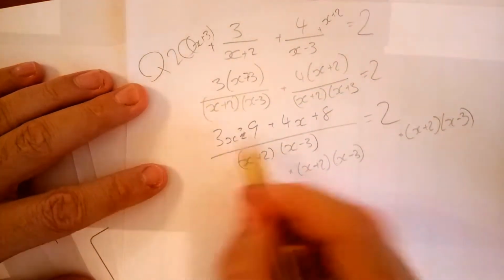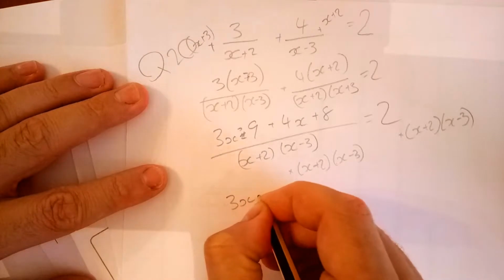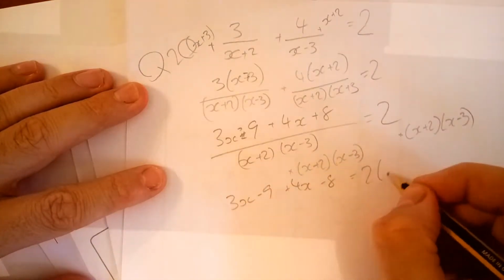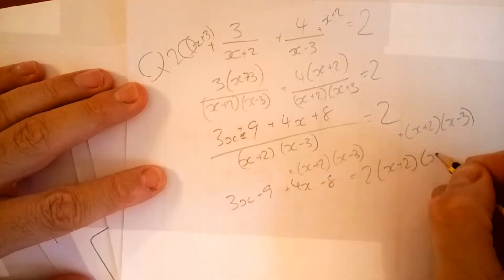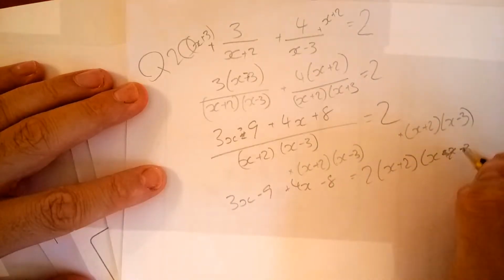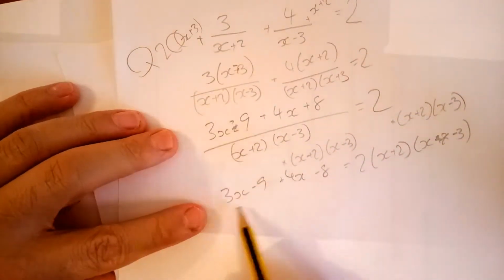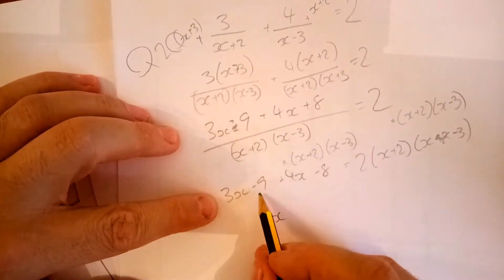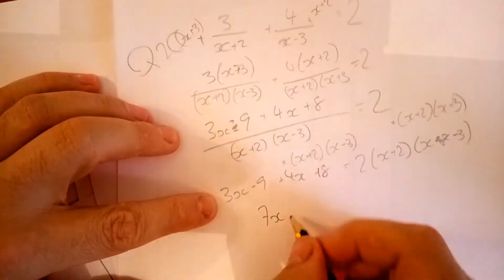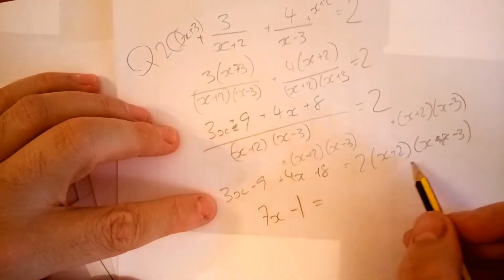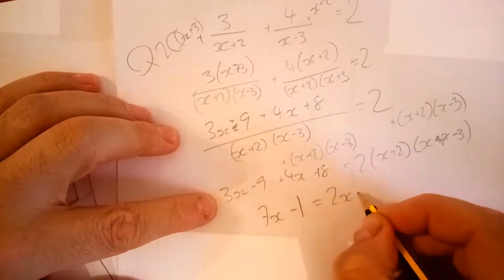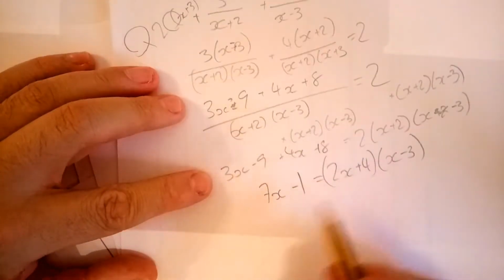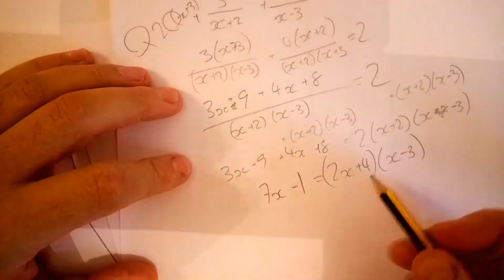Okay, so this side here, actually it's going to be 3x minus 9 plus 4x plus 8 equals 2 brackets x plus 2, x minus 3. Now on my left hand side, I'm going to put my terms together. 3 plus 4, so 4, 5, 6, 7. 7x, minus 9 plus 8 is minus 1. I'm going to expand my first bracket here, just to be 2x plus 4, x minus 3.